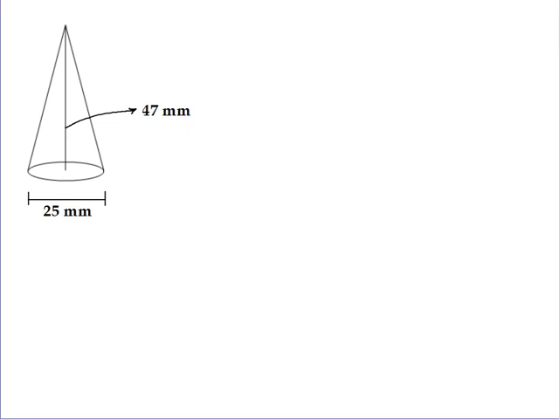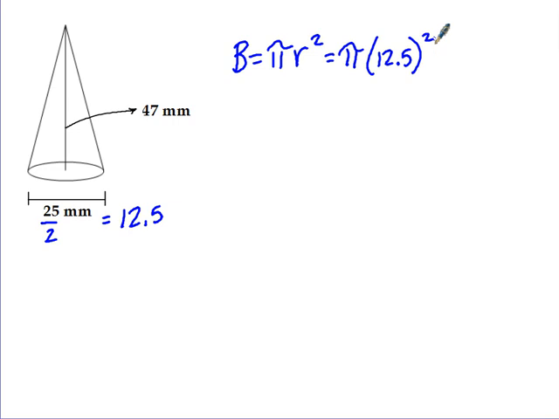So here's a cone again. So B is again pi r squared. Now, in this case, they don't give us the radius, they give us the diameter. So to find the radius, I have to cut this in half. So that's going to be 12.5 for our radius. So pi times 12.5 squared. And that's going to be 490 and a bunch of decimals afterwards.